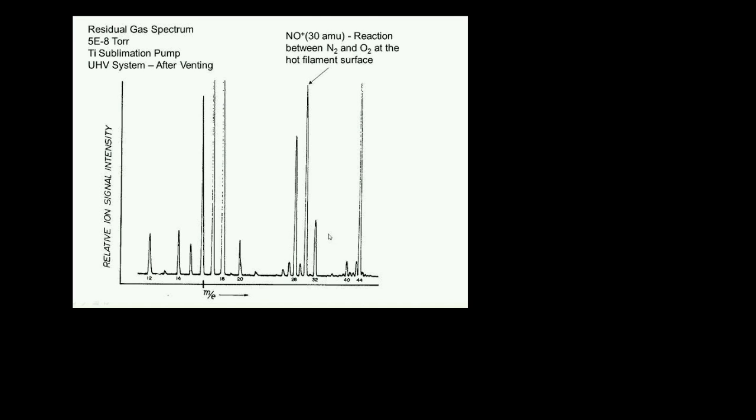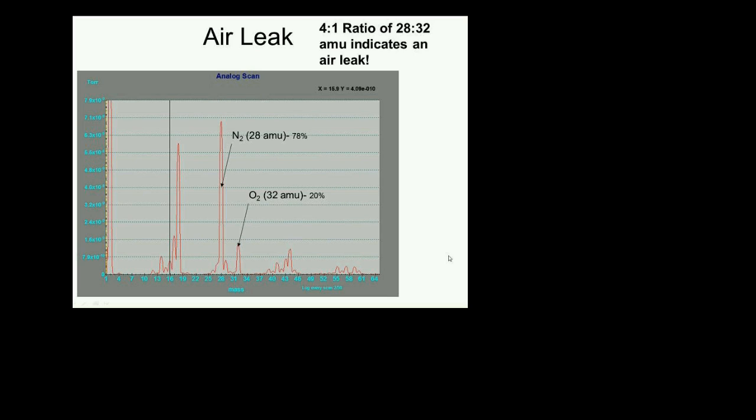And you might say, well, what does that have to do with my RGA? The same thing happens in the filament of a residual gas analyzer. If air comes into an RGA and you make ions of nitrogen and ions of oxygen, you will always have a peak at 30 AMU as well, which comes from the nitrogen and the oxygen reacting with the filament and forming nitric oxide. So you can actually see it right here.